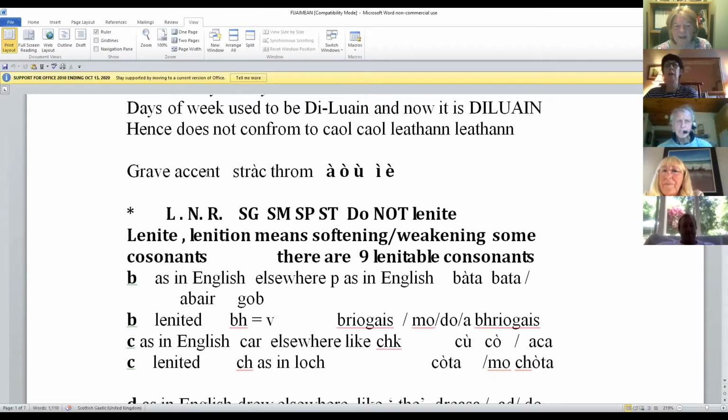Okay, so the grave accent. We used to have an acute accent, but that's been taken away, and now we only have the grave accent, which is a strak raum, a heavy stroke. As you see, I've just put down A, O, and U as the broad vowels, and I and E as the slender. So the majority of the vowels have a strak.